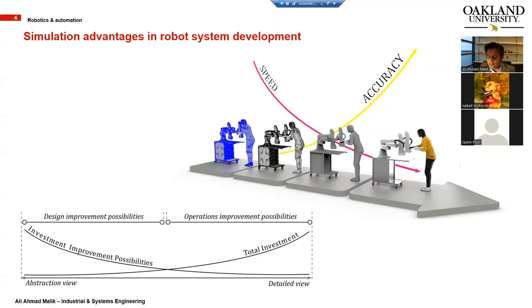And also here you can see that during the life cycle of the system development or the project development phases, if you identify the problems or errors in the beginning of the system development, you have the opportunities for improvement, investment improvement possibilities. As you move towards a more detailed view, the total investment on the project increases. And this is more in relation to operational improvement possibilities, while this is about design improvement possibilities. So within design improvement possibilities, you have a lot of improvement in relation to the investment that you can make using simulation. While here you have a more detailed view, and you can relate it with operational data and operational data optimizations.